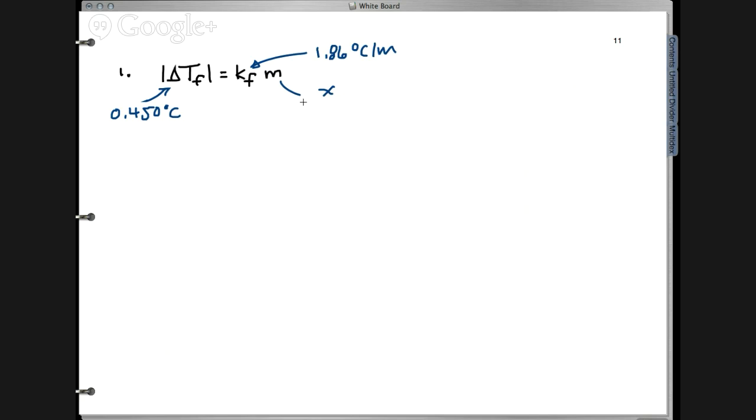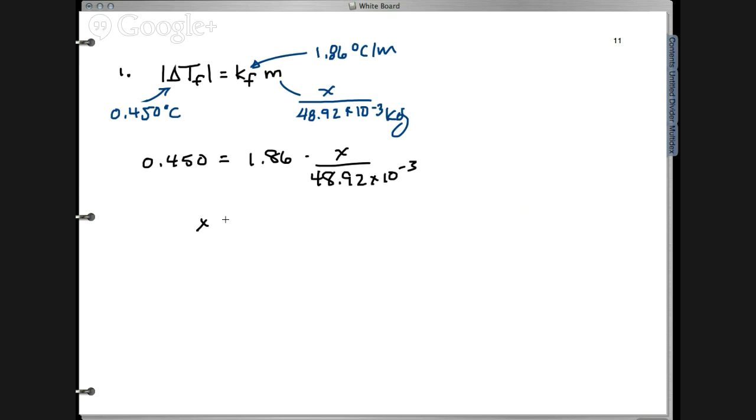And that's X, because we're looking for those moles of nicotine, divided by the mass of solvent, which we were given. I'm going to convert it to kilograms on the fly. It's 48.92 times 10 to the minus third kilograms. The tablet's a little slow at following me while I'm broadcasting. Okay, so if I put all these pieces together and solve for X, 0.540 is equal to 1.86 times X over 48.92 times 10 to the minus third. Solving, I find that X is equal to 0.01183 moles.